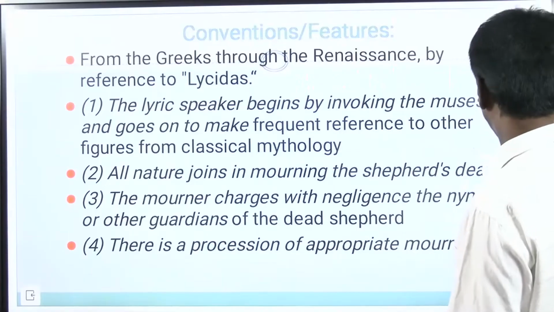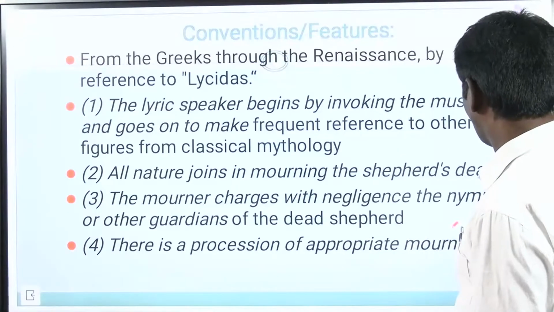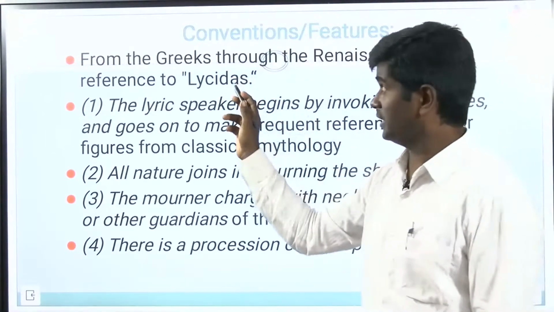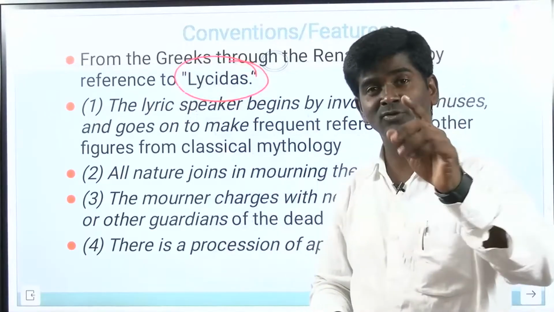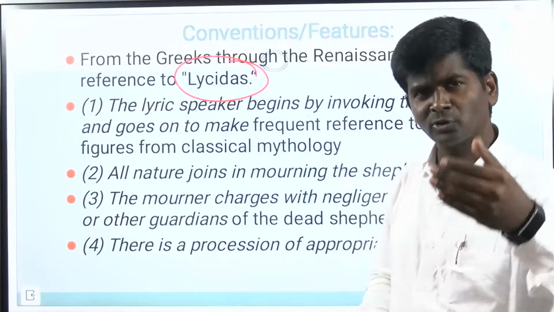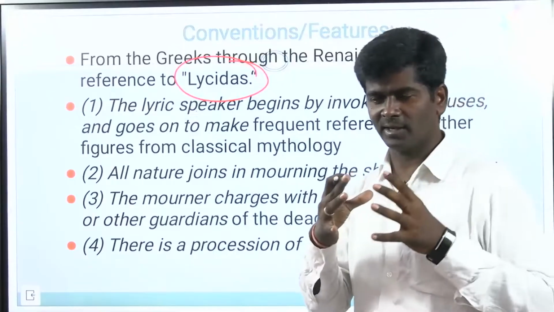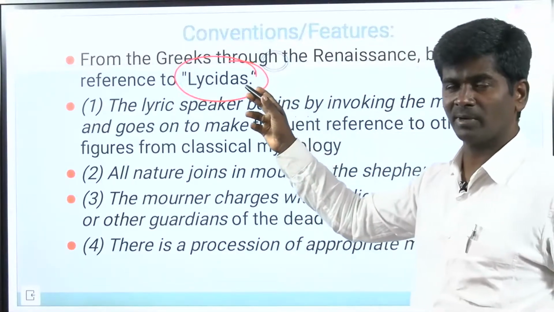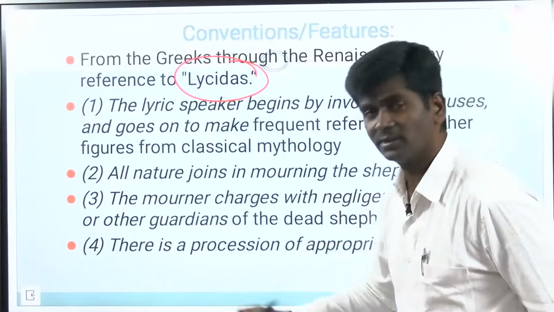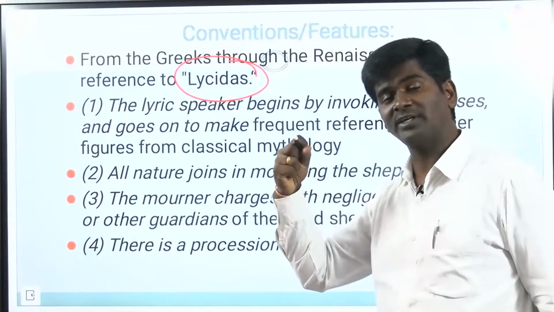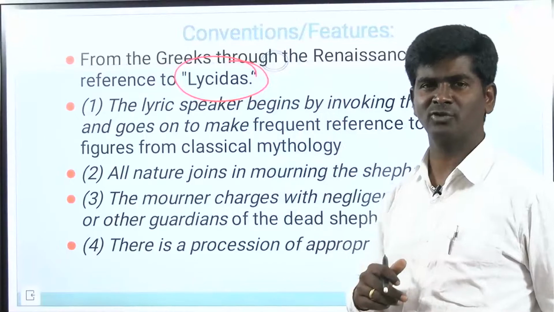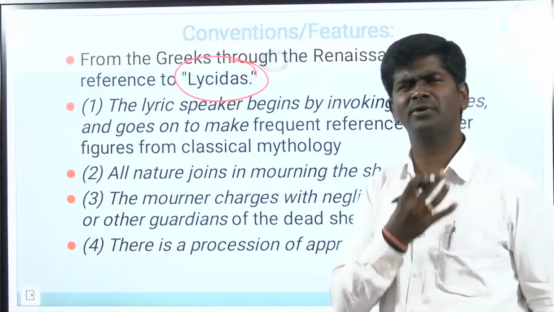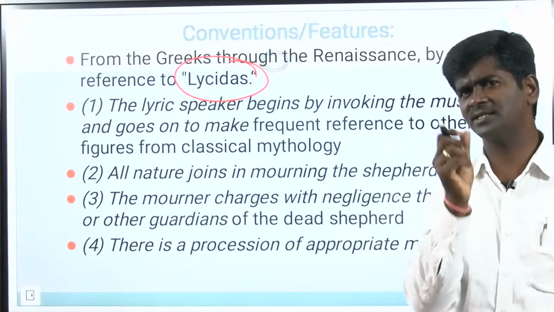So, what are the conventions? Lycidas, written by John Milton, who also took Virgil as the source for writing elegies. All these characteristics are actually taken from Lycidas. So, what are the major characteristics of an elegy?